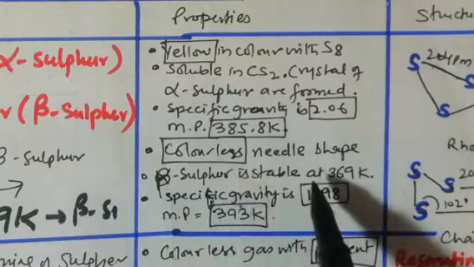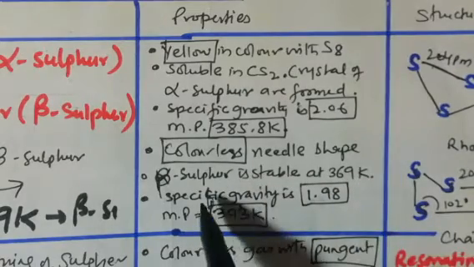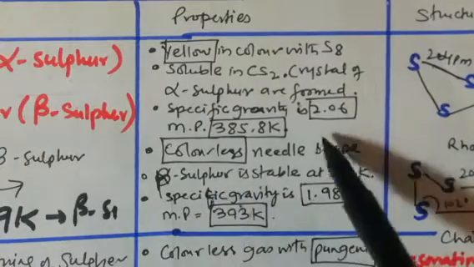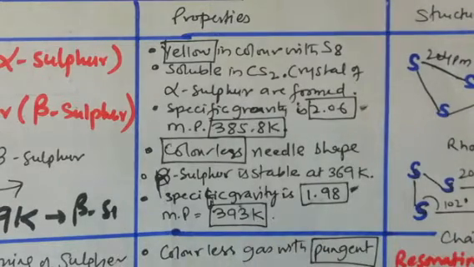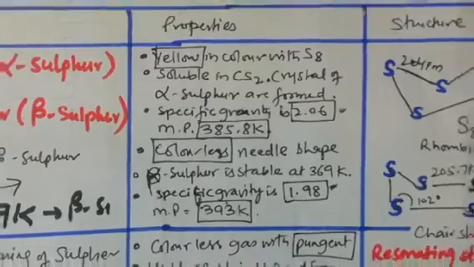Beta sulfur is stable at 369 Kelvin. Its specific gravity is 1.98. That's why I made it in a box. And melting point is 393 Kelvin. Okay, this is all about the allotropes of sulfur.